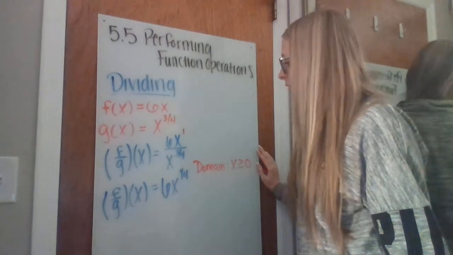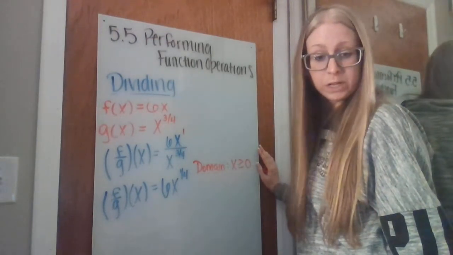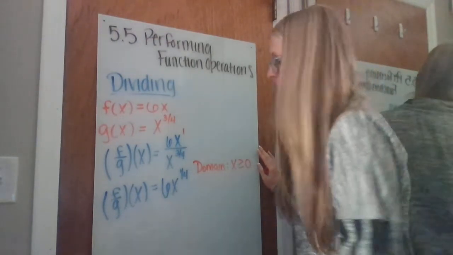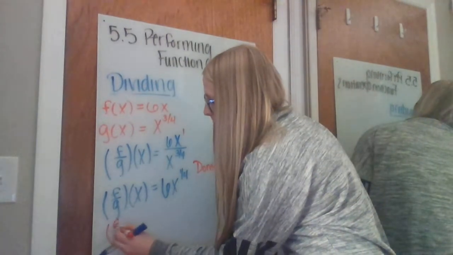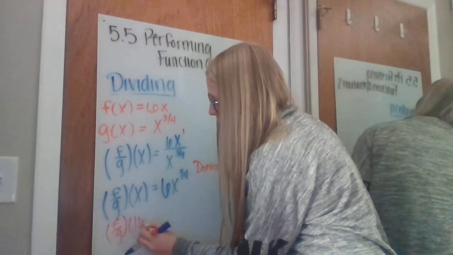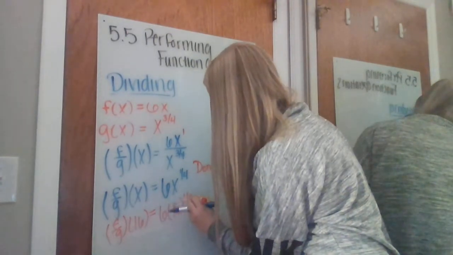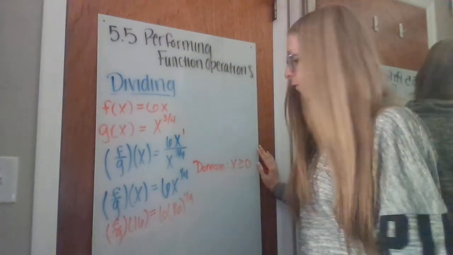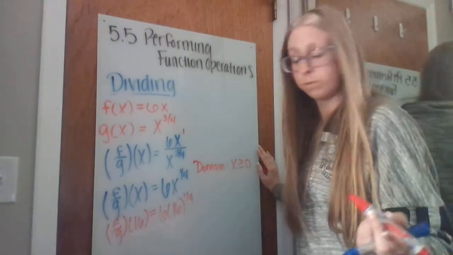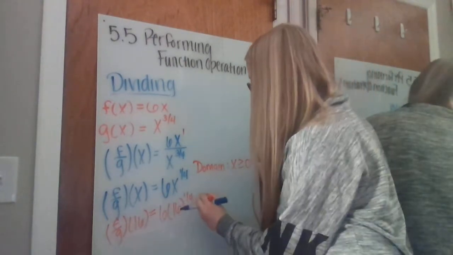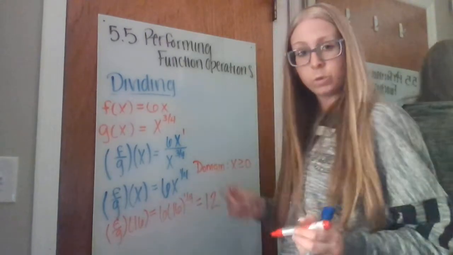Okay. And then, last but not least, I just want to give you a number to plug in. I'm going to say 16. So f divided by g of 16, right? Fourth root of 16, or 16 to the 1/4, is 2. 6 times 2 equals 12.